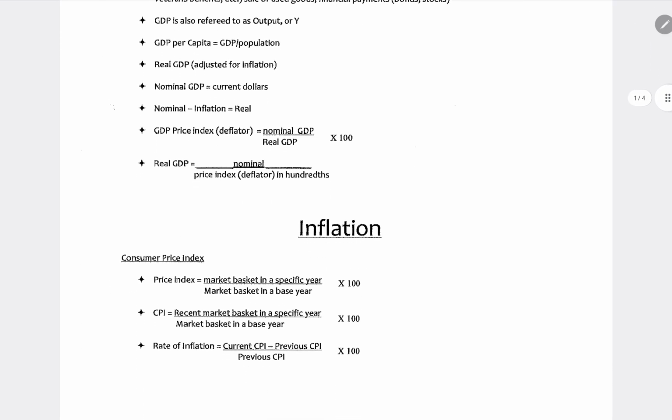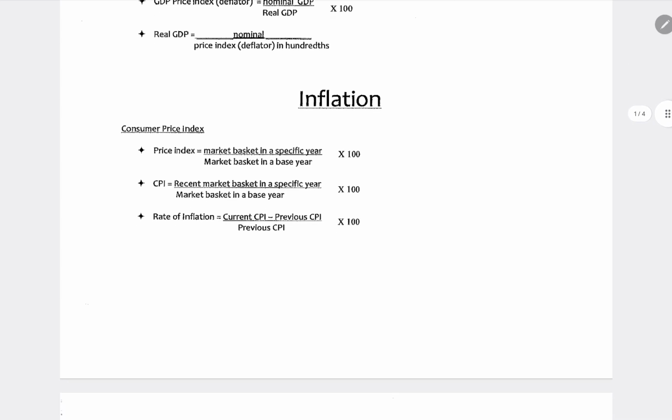All right, let's go on to the matter of inflation. Now, inflation can be calculated through the consumer price index, right? The consumer price index is the market basket in a specific year over the market basket in a base year times 100. Right, that is the consumer price index.